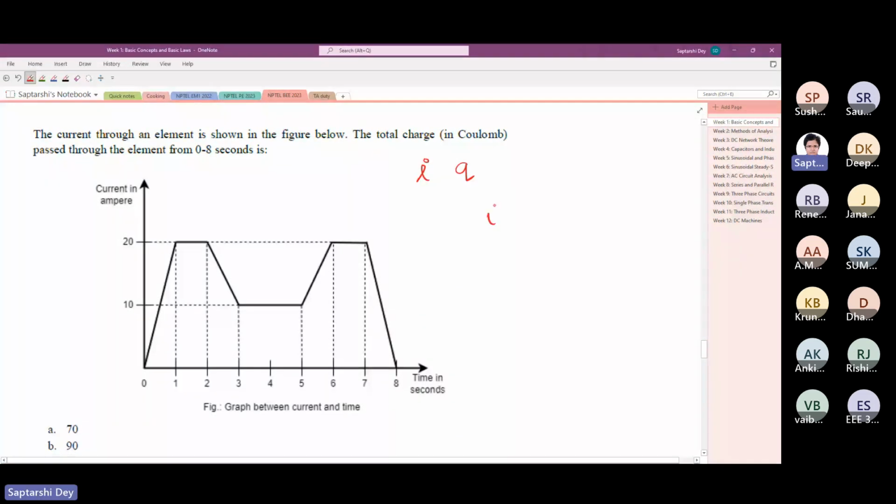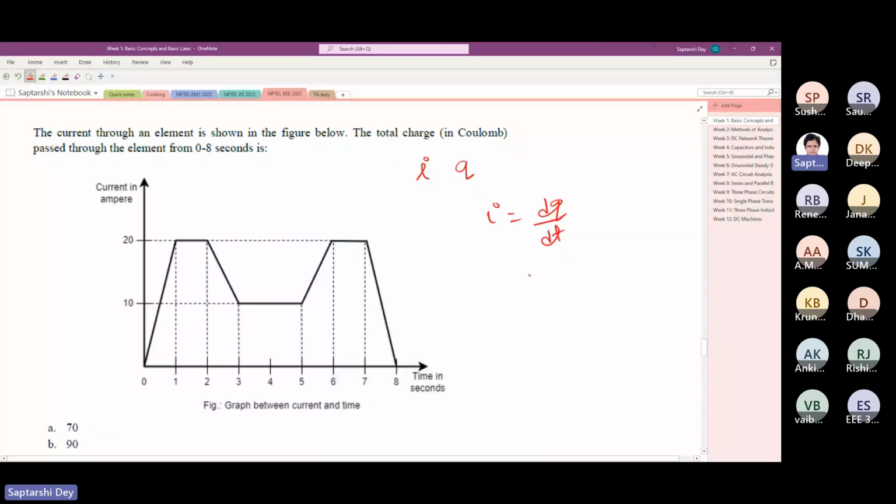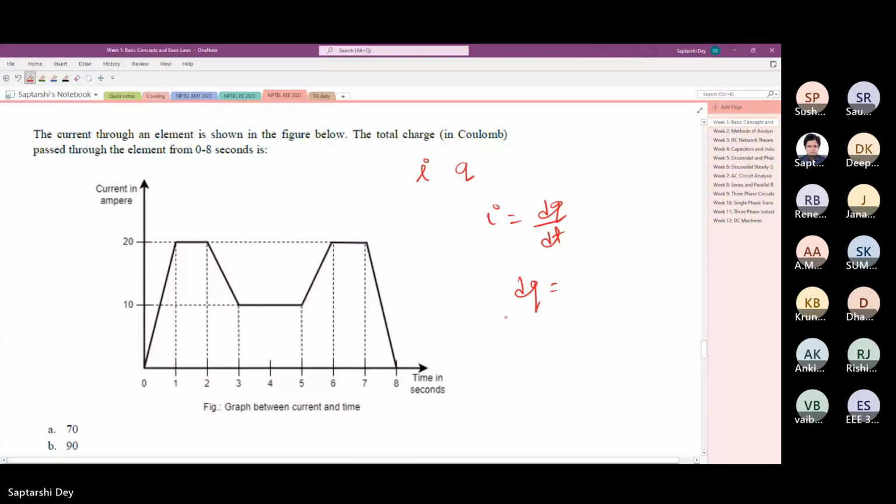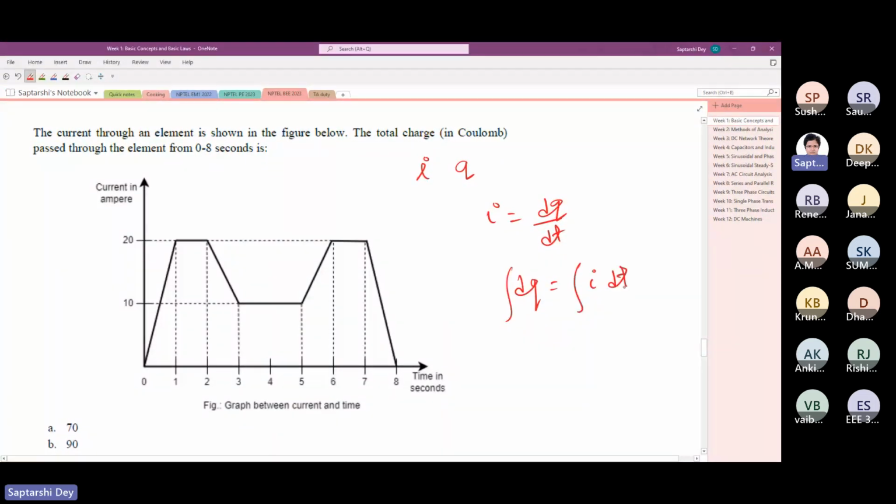So if I have to find the charge from a current waveform, I have to integrate the waveform. So basically I have to find out the area under the curve, right? So find out the area under the curve, find out the triangle.